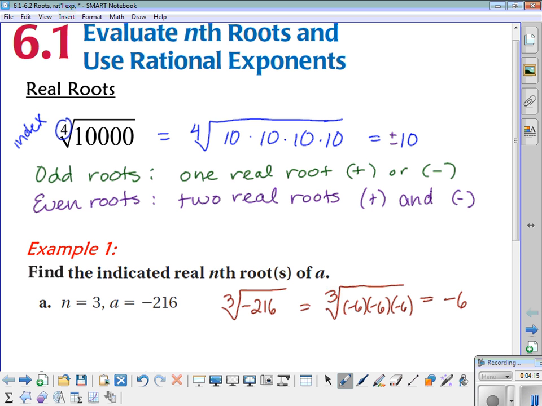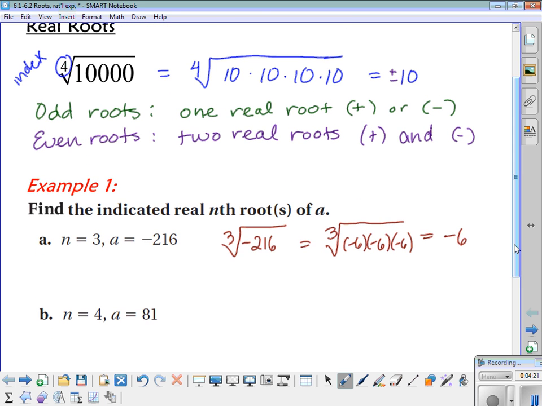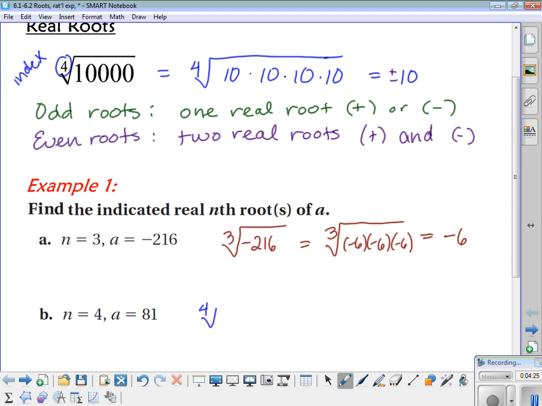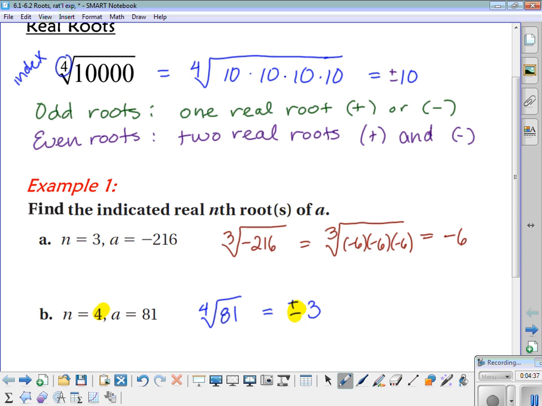And so this one was odd. We had just one answer. But on the next one, I'm going to take the 4th root of 81. So what number times itself 4 times do you suppose is going to equal 81? 3, yeah, but it could be plus or minus 3. Okay? So again, when it's even, then we're going to have our plus or minus, okay, and have 2 roots.